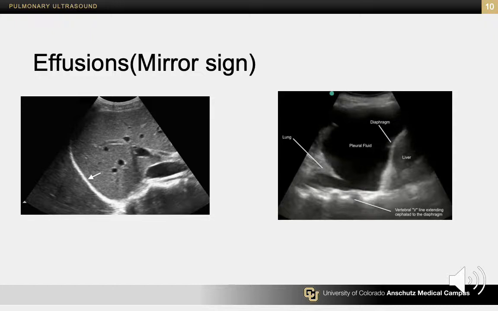So what's happening here is you have ultrasound beam coming down from the probe, hitting the curved surface of the diaphragm and bouncing back towards the liver. That wave's then hitting the tissue of the liver, coming back at the diaphragm and then going up to the probe.